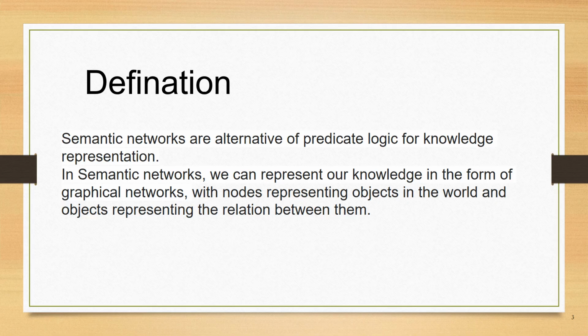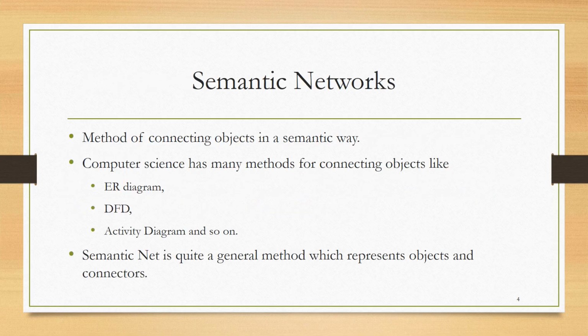So, semantic networks are an alternative to predicate logic for knowledge representation. In semantic networks, we can represent our knowledge in the form of graphical networks, with nodes representing objects in the world and links representing the relation between them. It is used to graph the relationship between objects and ideas. Semantic network is a method of connecting objects in a semantic way.